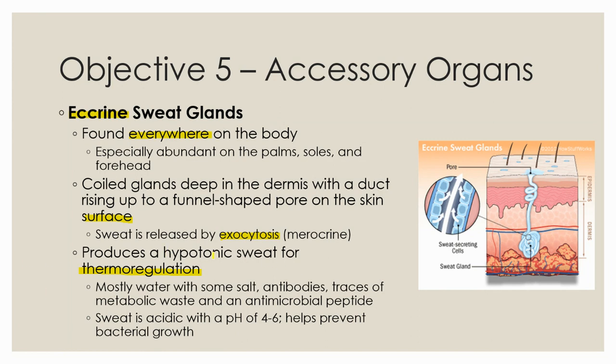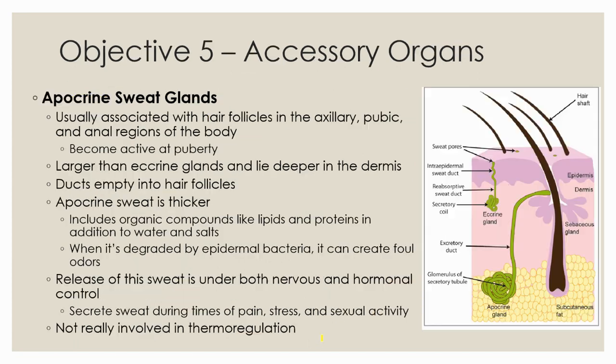Now, for the most part, you have a hypotonic sweat, which means it has a whole bunch of water and not a ton of solutes. And so it's mostly water. There will be some salts and antibodies. There's a little bit of metabolic waste there. There's also some antimicrobial proteins that kind of help fight off bacteria. Now, this sweat is acidic. It ranges from about 4 to 6, and so that acidic liquid can actually help prevent bacterial growth on our skin.